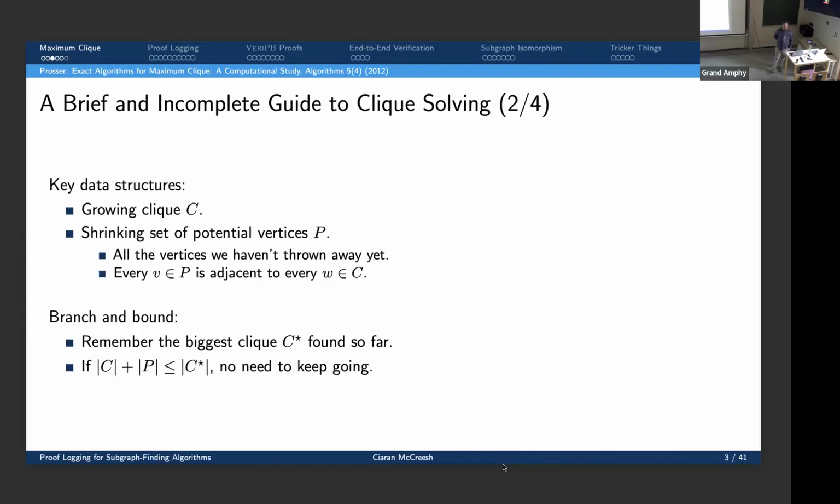One more thing, we're solving an optimization problem. So we're going to do branch and bound. Good. So I'm going to remember the biggest clique that we've found so far. Now, if at any given point, the number of vertices in C plus the number of vertices in P is less than or equal to the number of vertices in the biggest clique that we found so far, we definitely know we're not going to be able to find something bigger, so we just backtrack immediately, we don't keep going.